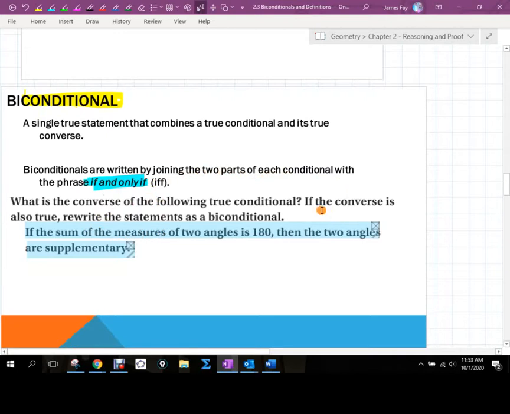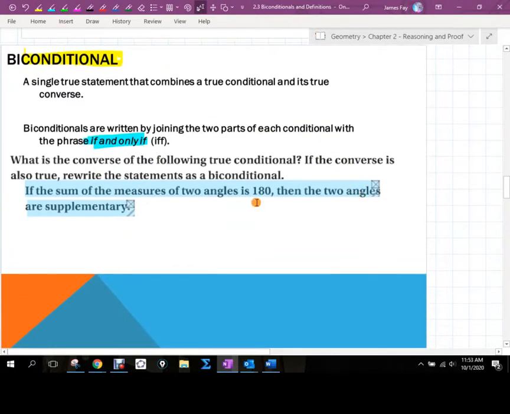Okay? So if we look at this, what is the converse of the following true conditional? And it says if the converse is also true, rewrite the statements as a biconditional. Okay. So here we've got in this blue box, it says if the sum of the measures of two angles is 180, then the two angles are supplementary. Okay? If the sum of the measures of two angles is 180, then the two angles are supplementary. Would you guys agree, or what do you think about the truth of that? Is that true or false based on what we know? That is true. Good.